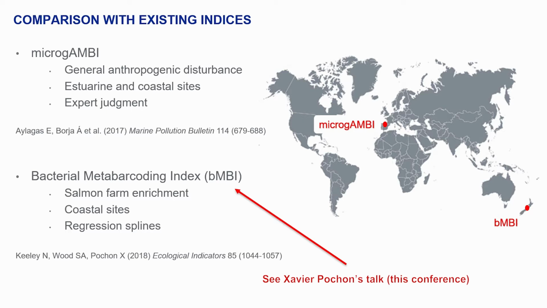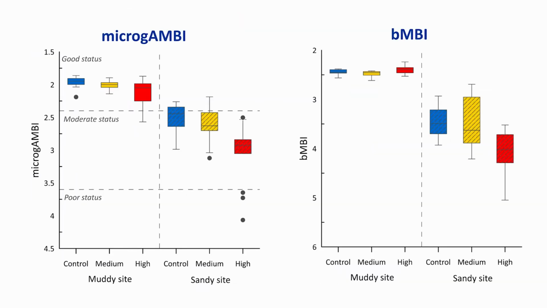The bacterial metabarcoding index was developed in New Zealand to detect salmon farm impacts using data from coastal sites, and it uses regression splines to assign ecogroups. Even though these indices were designed for different stresses and developed using completely different methods, they showed a consistent response to the enrichment. So we saw a decline in ecological status with increasing nutrients at the sandy site, but little change at the muddy site.